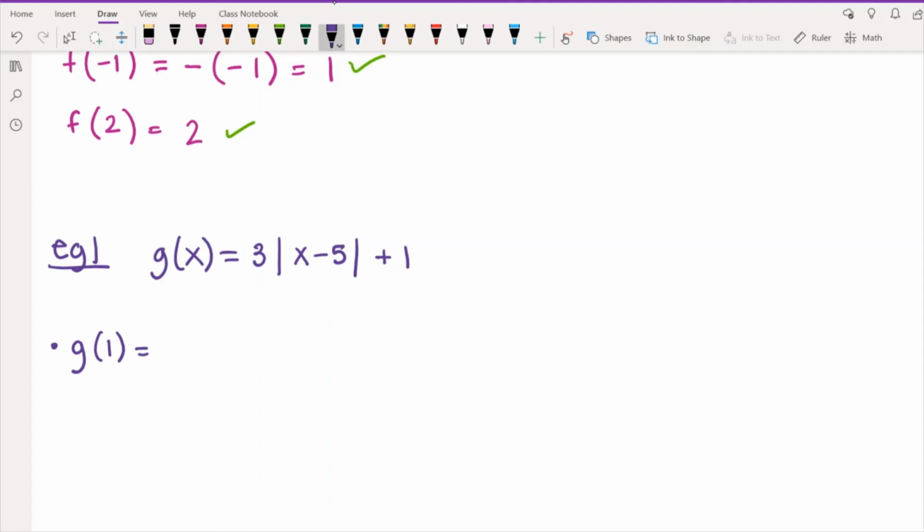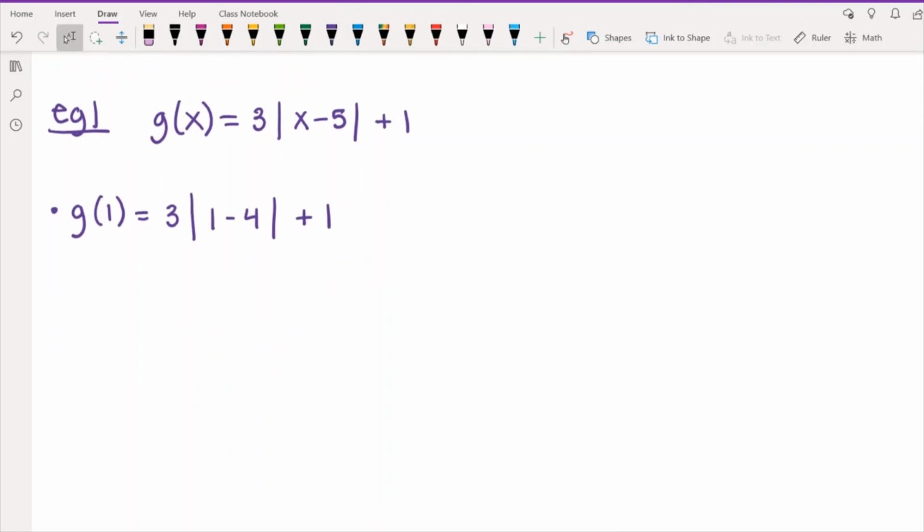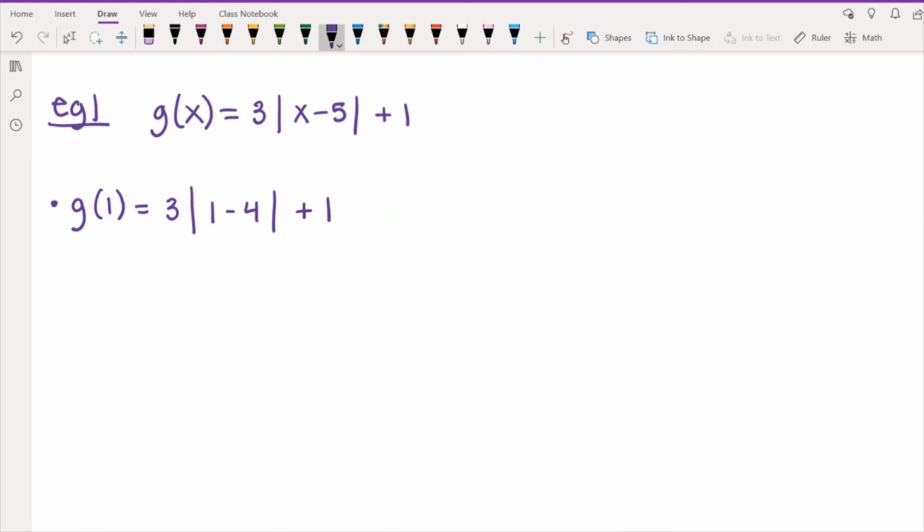So what would this look like? Well, we would just be, again, replacing x with 1. So we have 3 times the absolute value of 1 minus 4, plus 1. The reason I wanted to do this example is just to remind you about order of operations. Order of operations tells you to start on the inside, right? PEMDAS is what you might have learned. So it tells you to do parentheses first. Now there aren't any parentheses here, but you can think of the absolute value bars as being kind of like parentheses. So basically we want to start inside of the absolute value.